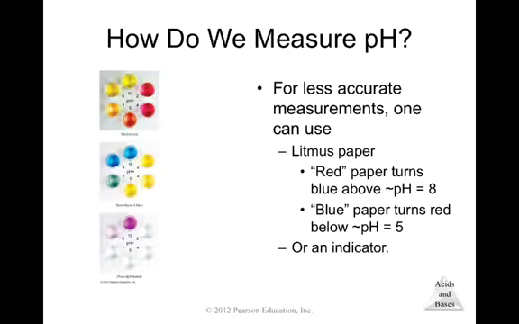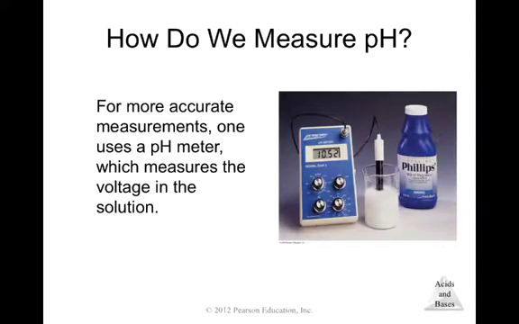There are different indicators you can use. Different indicators will change color at different pHs. You can use universal indicator, which is basically all of them mixed together, and you can get different color changes at different approximate pHs. You can even get what looks like litmus paper, indicator paper that is impregnated with all of them, so you could dip the paper in your solution and get a rough estimate of what the pH is. If you want more accurate measurements, we use a pH meter, which basically measures the voltage of a solution and correlates that with the concentration of H plus ions. We'll be using these in some labs in this unit.